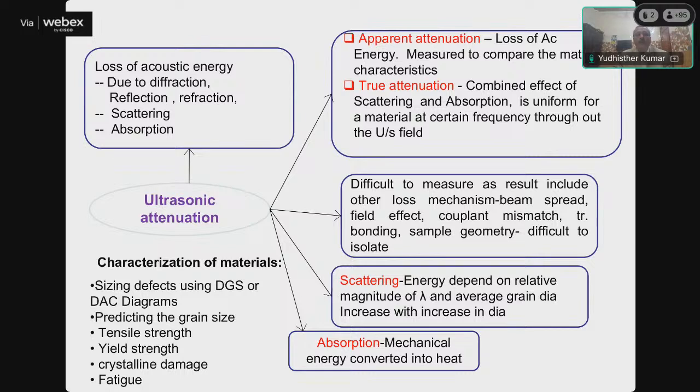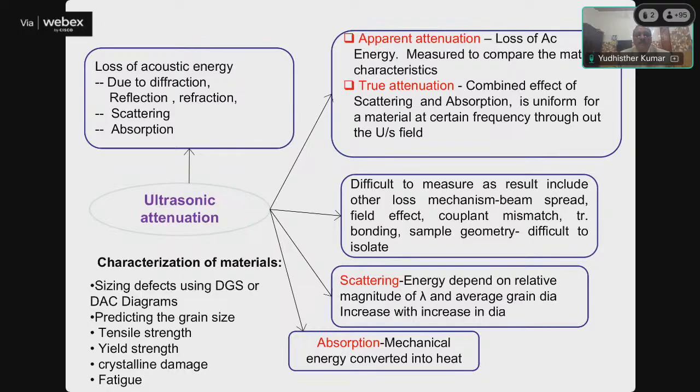It is uniform for a material at a certain frequency throughout the ultrasonic field, and it is a characteristic property of a material. By measuring this, you can find out the material characteristics in a finer way. Though ultrasonic attenuation is difficult to measure, as the result includes other loss mechanisms like beam spread, field effect, couplant mismatch, transducer bonding with the test object, and sample geometry, which are very difficult to isolate. And we have to take most of these factors into account.